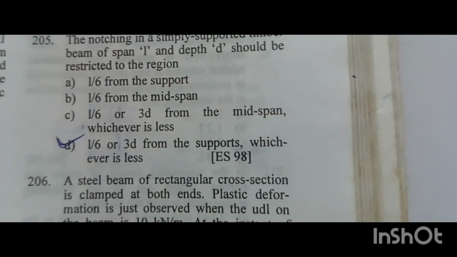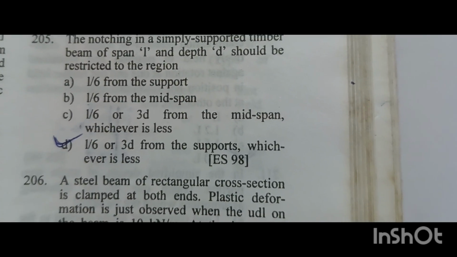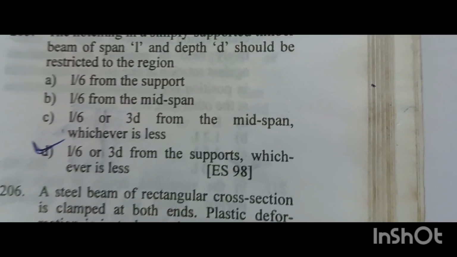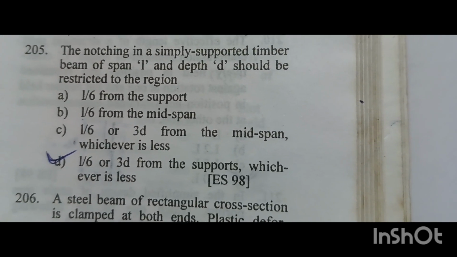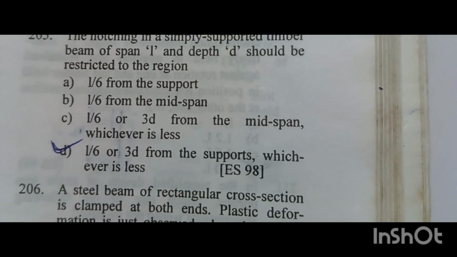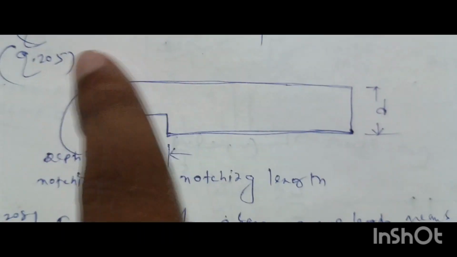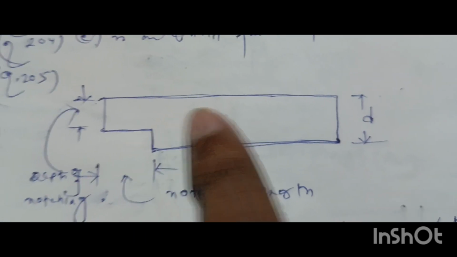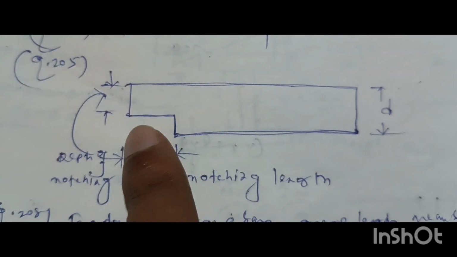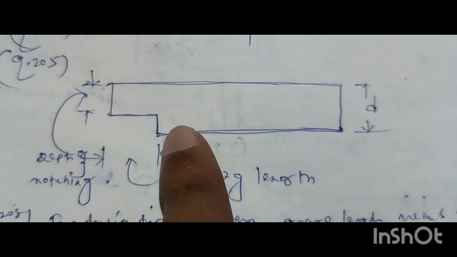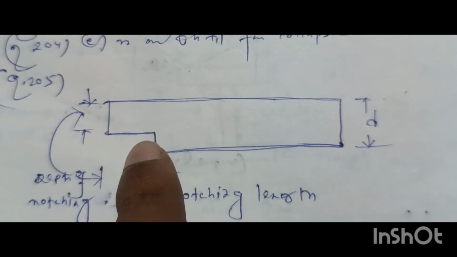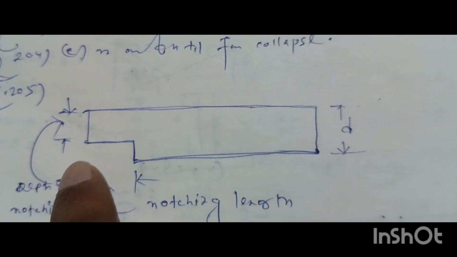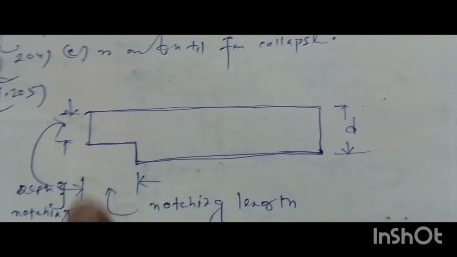Question number 205. The notching in a simply supported timber beam of span L and depth D should be restricted to the region L by 6 or 3D from the supports, whichever is less. Option D is the right answer. Suppose this is a timber beam. Okay, so for connecting purposes we have to notch that beam or the member. So this portion is the notching length, and this is the depth of notching.